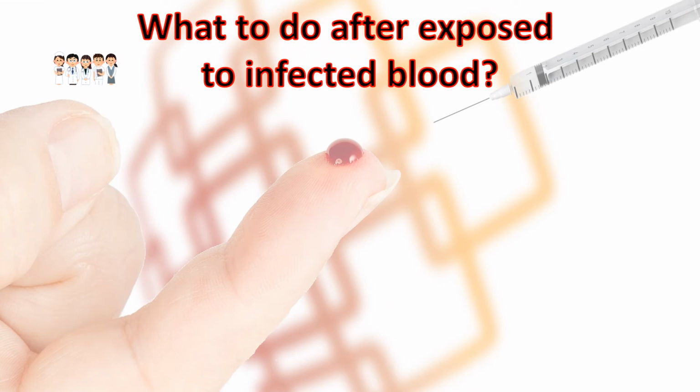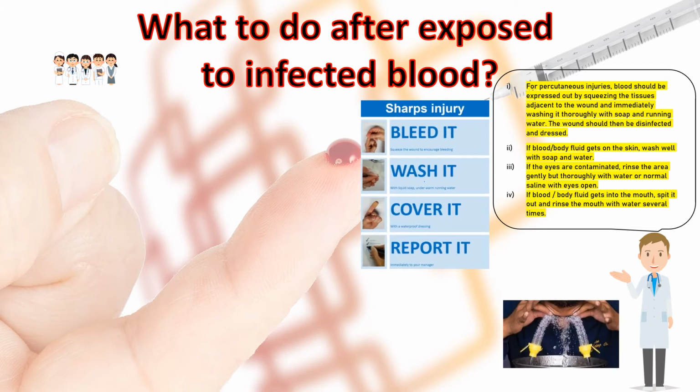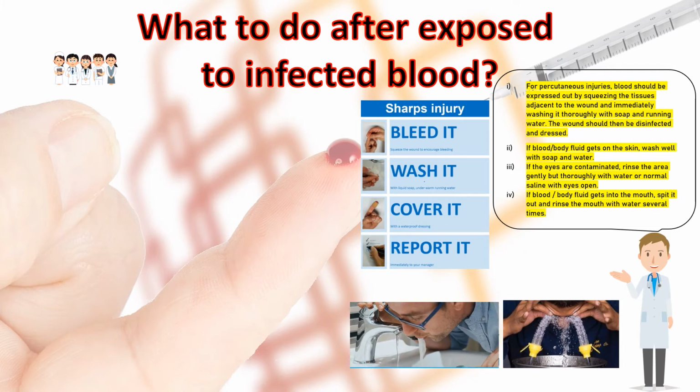What to do after being exposed to infected blood? For percutaneous injuries, blood should be expressed out by squeezing the tissues adjacent to the wound and immediately washing it thoroughly with soap and running water. The wound should then be disinfected and dressed. If blood or body fluid gets on the skin, wash well with soap and water. If the eyes are contaminated, rinse the area gently but thoroughly with water or normal saline with eyes open. If blood or body fluid gets into the mouth, spit it out and rinse the mouth with water several times.